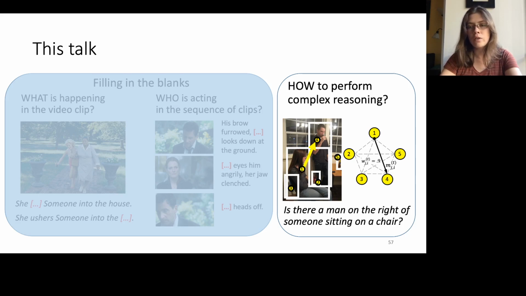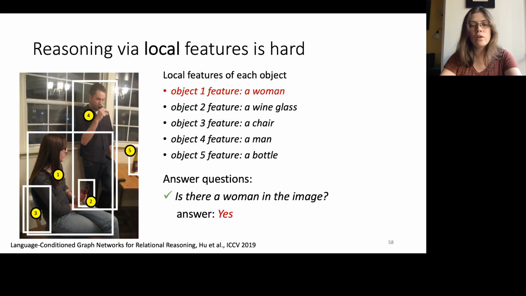So here we are concerned with the task of relational reasoning. And first we posit that reasoning with local features is hard. What I mean by that is, let's contrast two scenarios. First we have a question, is there a woman in the image? And we can find this region which has a woman in it and answer yes. So a local feature is enough to give us that answer.